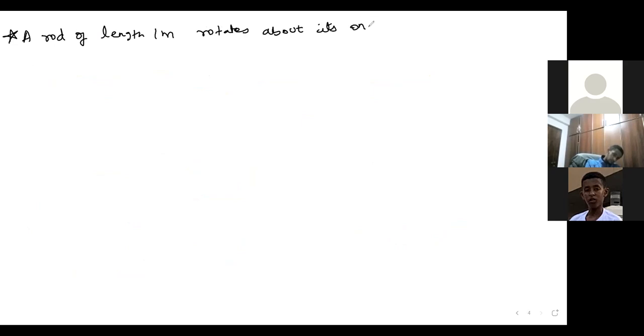A rod of length 1 meter rotates about its one end with an angular velocity of 1 radian per second. What is the meaning of this? What is the meaning of having an angular velocity of 1 radian per second?